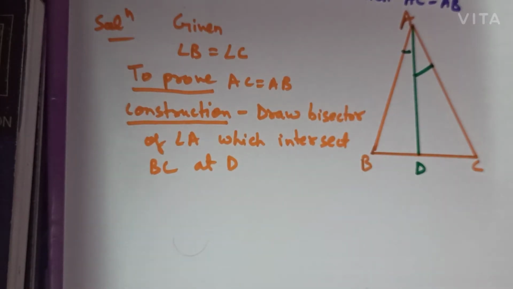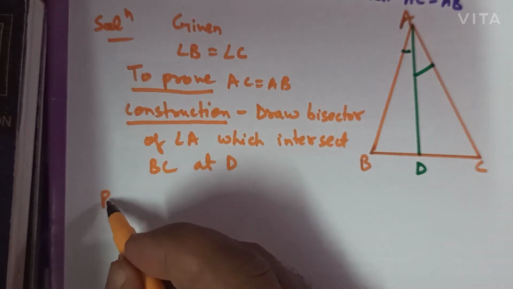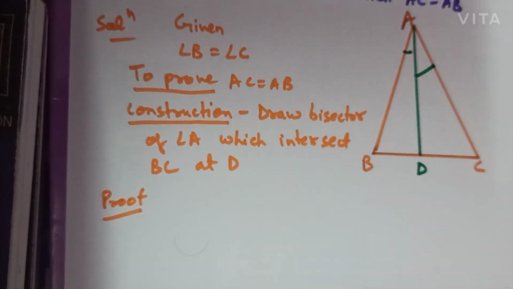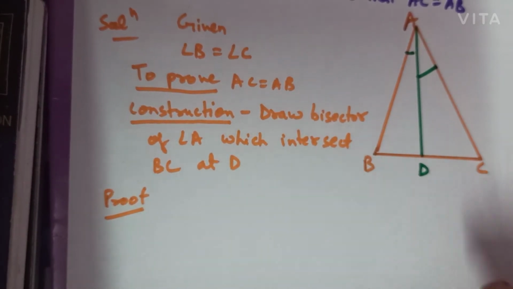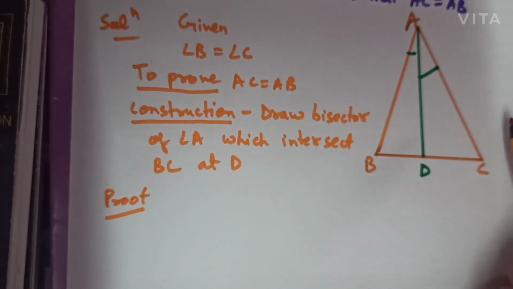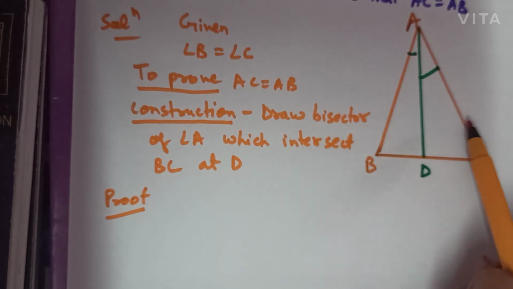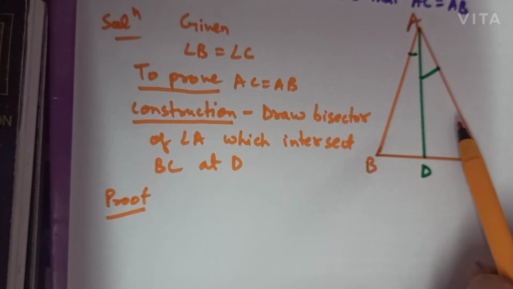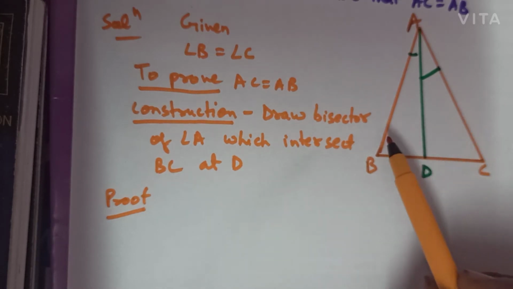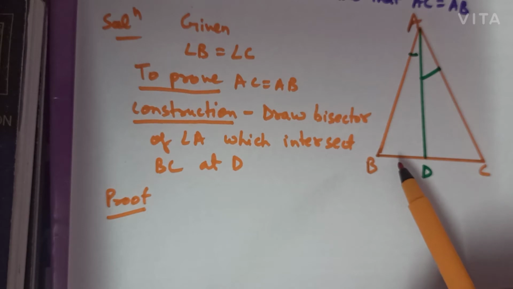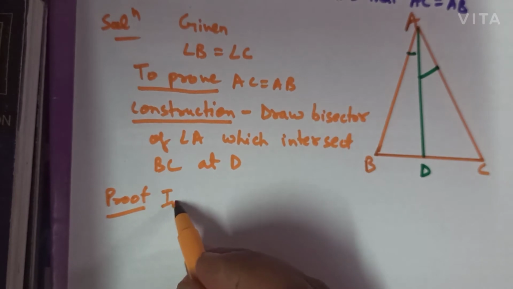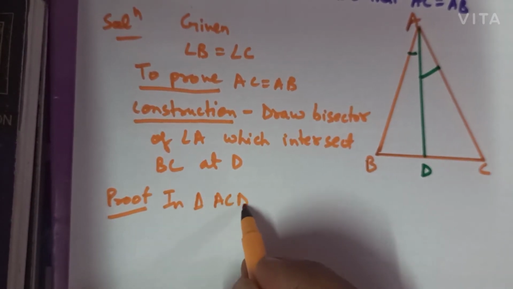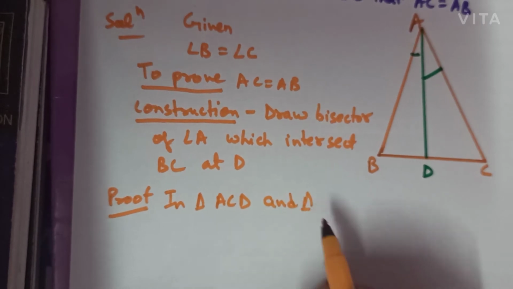Okay. Now we need to prove that AC equals AB. So we'll start our proof from here. First of all, we will take the two triangles in which AC and AB are the corresponding sides, because we need to prove AC is equal to AB. So we will take two triangles in which AC and AB are the corresponding sides, and then we will prove the congruency of these two triangles. So we'll take triangle ACD and triangle ABD.